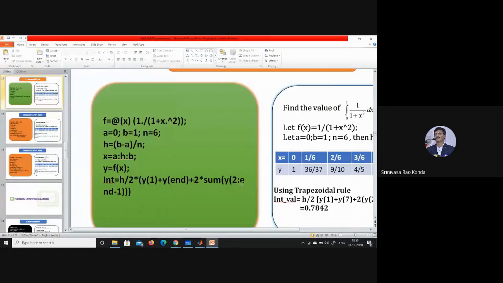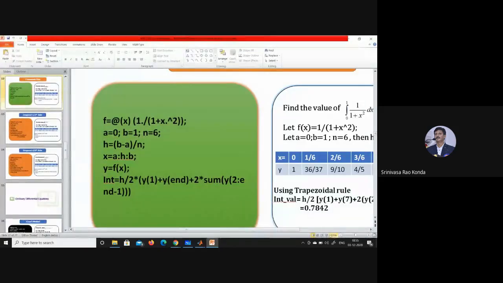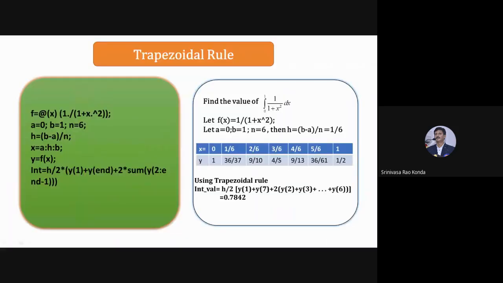So how to create this array first? How to create this value array 0, 1 by 6, 2 by 6, 3 by 6. First we take a is equal to 0, b is equal to 1, n is equal to 6, or your choice. Then h is equal to b minus a by n, that is 1 by 6.